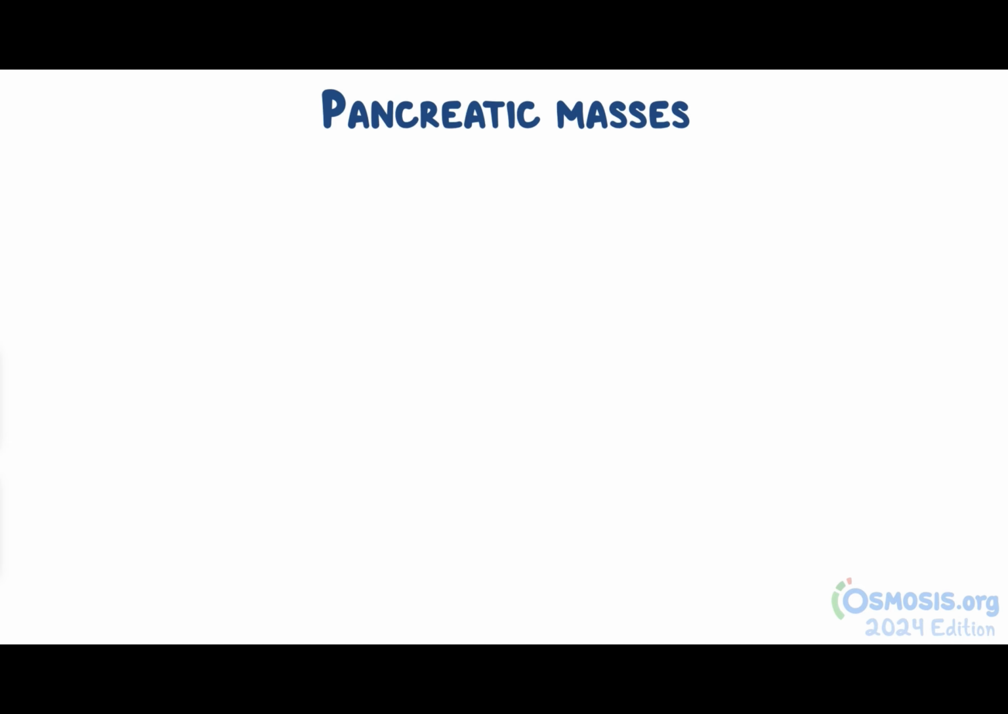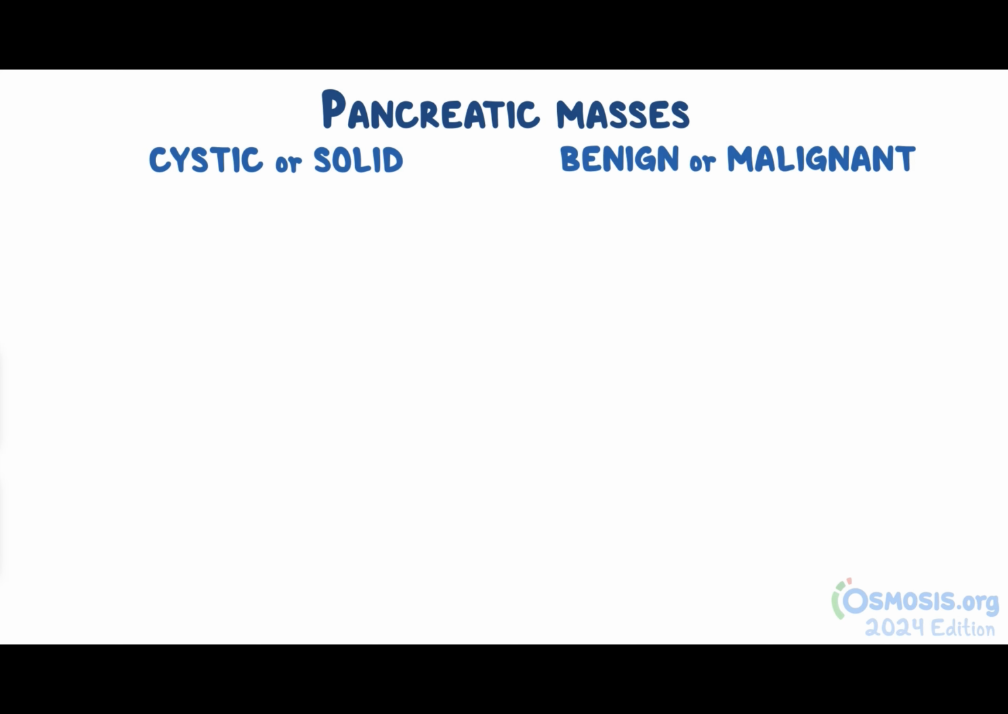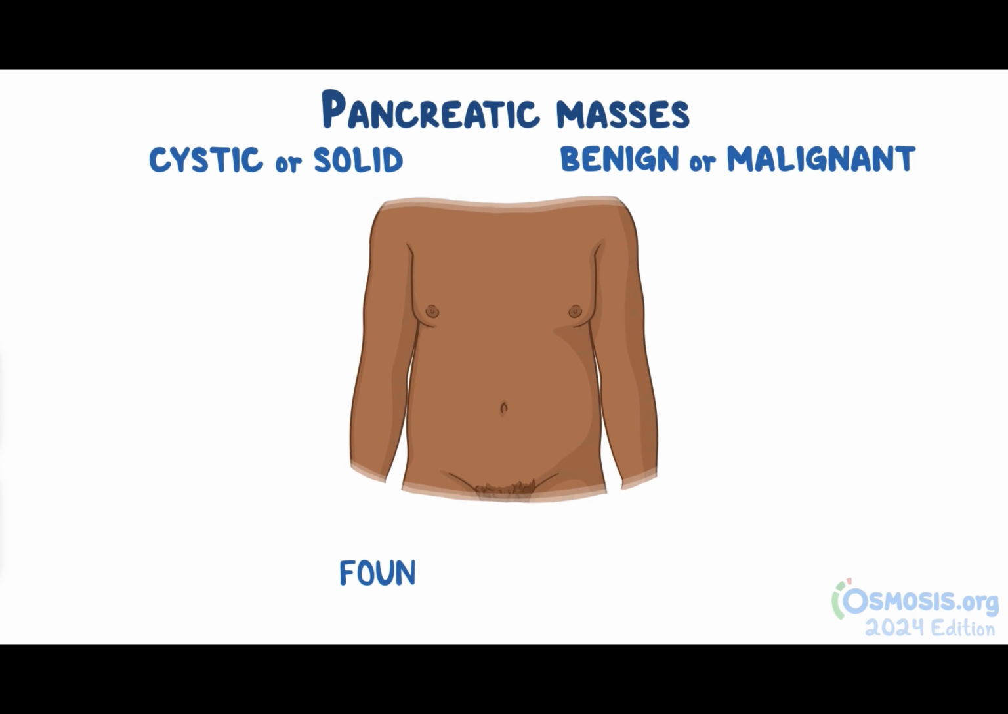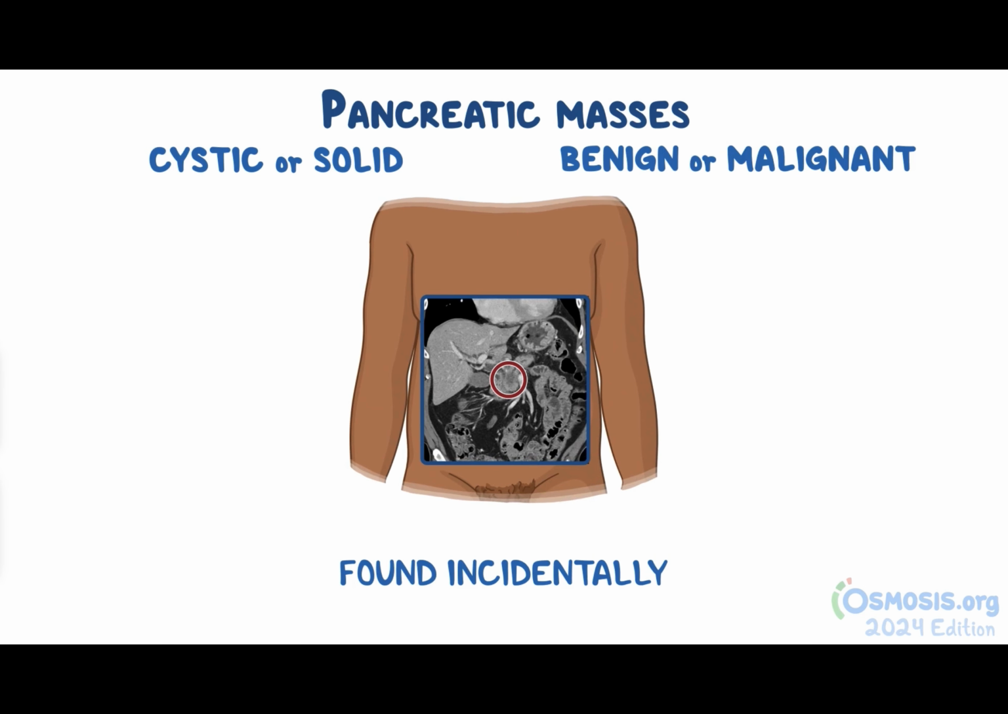Pancreatic masses are either cystic or solid lesions and can be benign or malignant. Often, these masses are found incidentally during abdominal imaging performed for an unrelated reason.